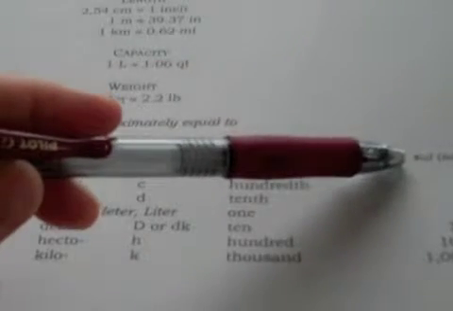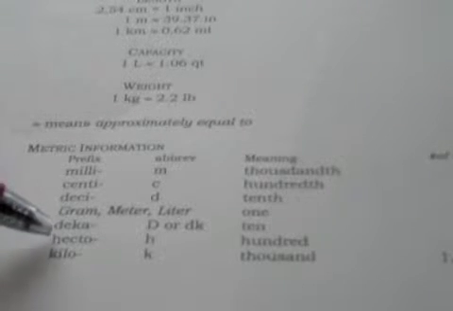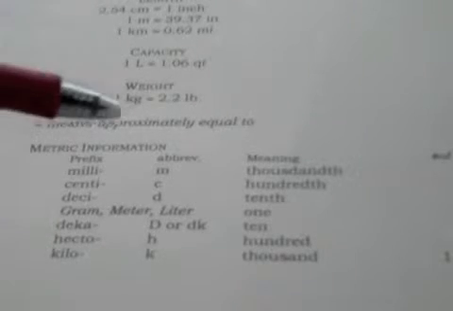Conversions in the metric system. First thing you need to know are what your prefixes are, what their common abbreviations are, what their meanings are, and what number of them there are in comparison to the base. From smallest to largest, the common prefixes are milli, centi, deci. Then you have your base measurement of gram, meter, or liter, deca, hecto, and kilo.